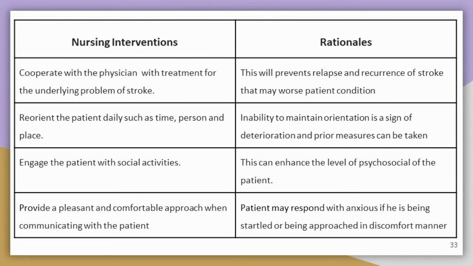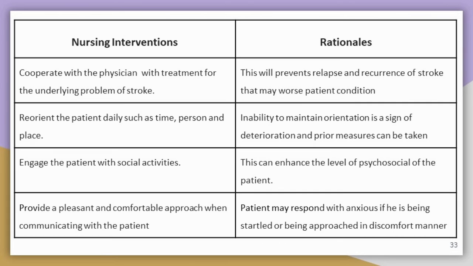Our nursing interventions, first, cooperate with the physician with treatment for the underlying problem of stroke. This will prevent the relapse and recurrence of stroke that may worsen the patient's condition. Reorient the patient daily, such as time, person and place. Inability to maintain orientation is a sign of deterioration, and prompt measures can be taken earlier.